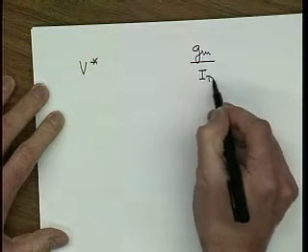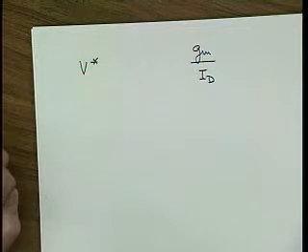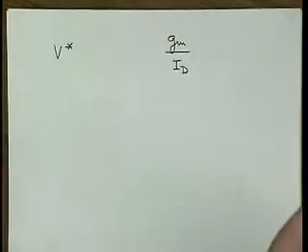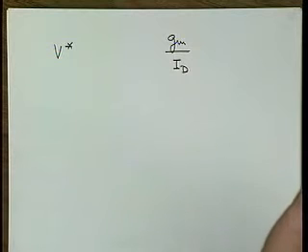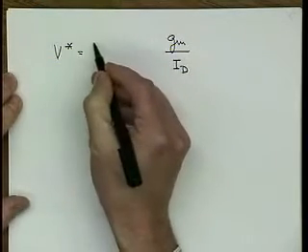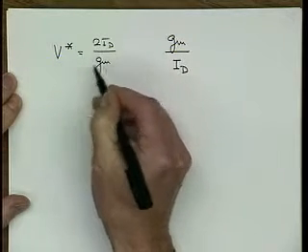GM over ID. Right? GM over ID is a very good figure of merit because it really relates two of the most important parameters that we have when we are designing circuits. GM is what we want out of the transistor, that's why we put it there. And ID, of course, is the price we are going to have to pay. And they are related, so this V-star business is as follows: 2ID over GM is equal to this V star.